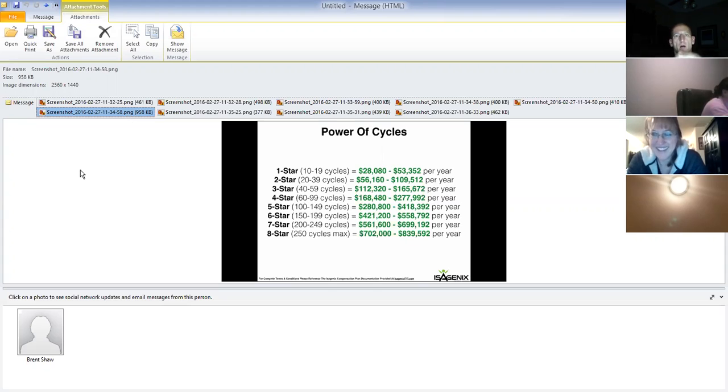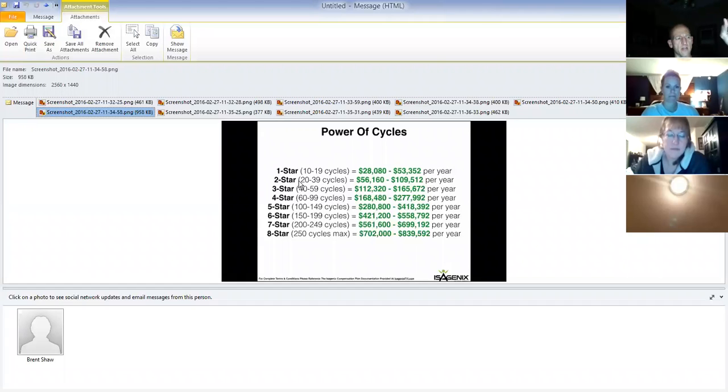I'm going to go through this real quick, but these are your stars. What does a star mean? Stars are numbers of cycles. So you can see here that a 1-star is 10 cycles and it goes to 19, a 2-star is 20 cycles and it goes to 59. 4-star is 60 cycles and it goes to 99.